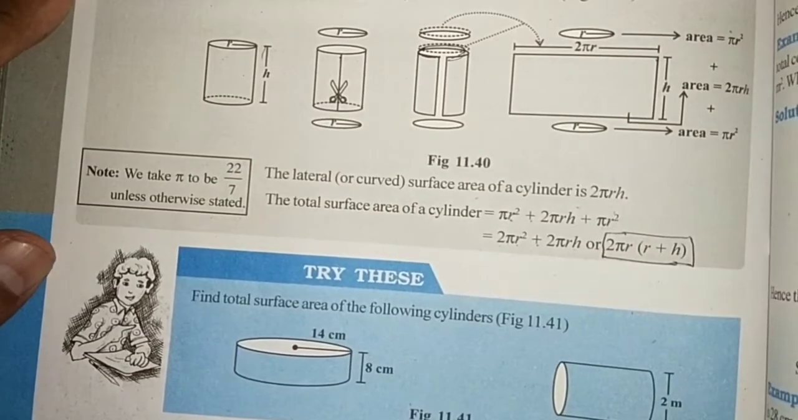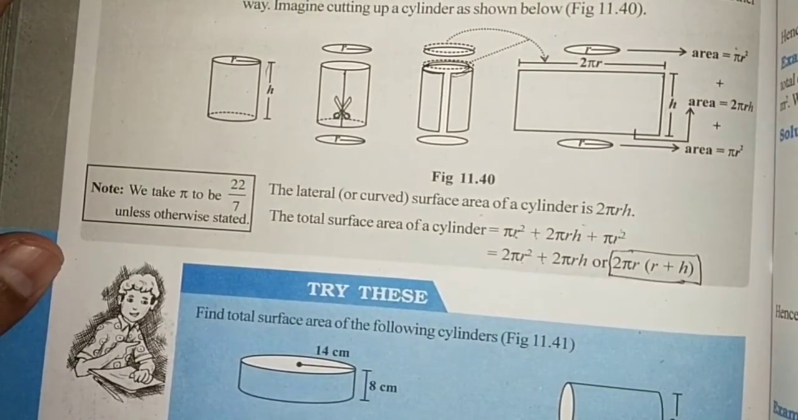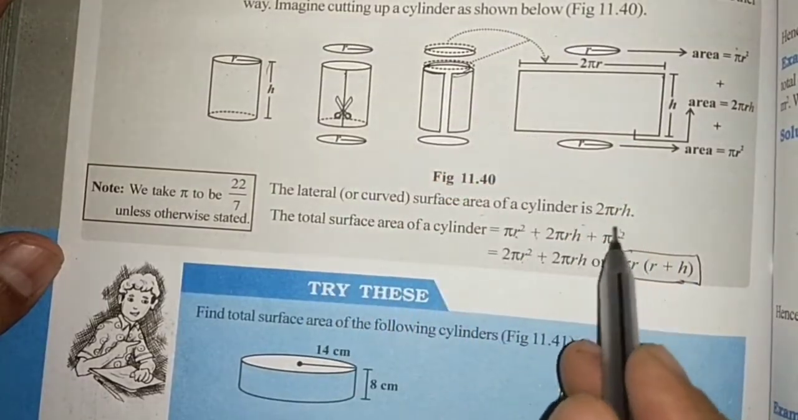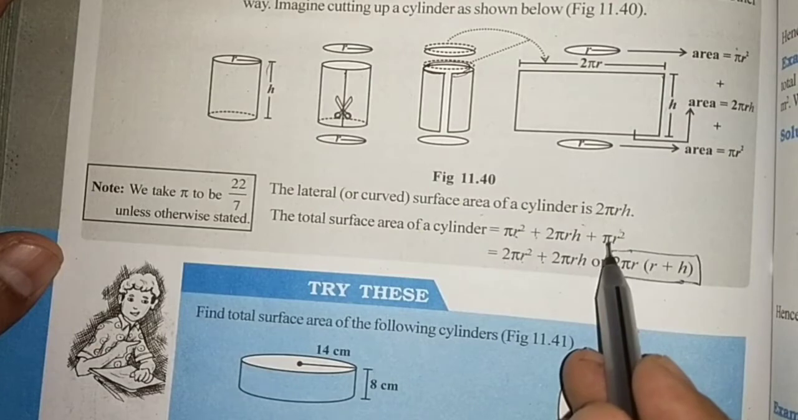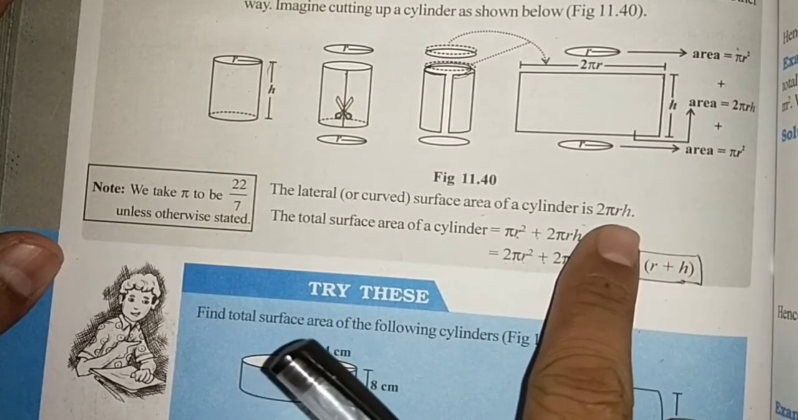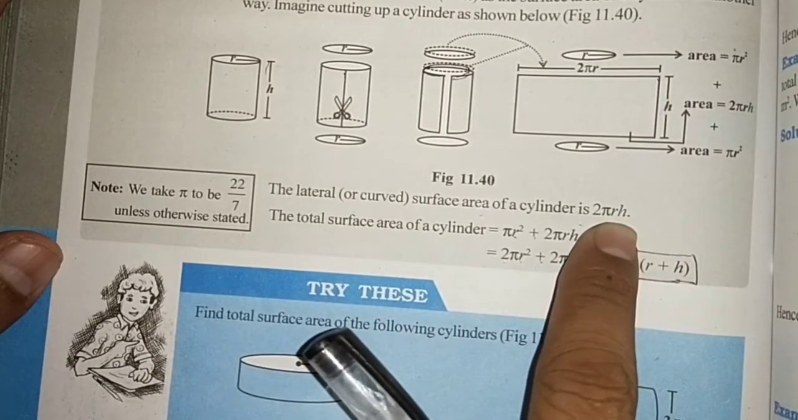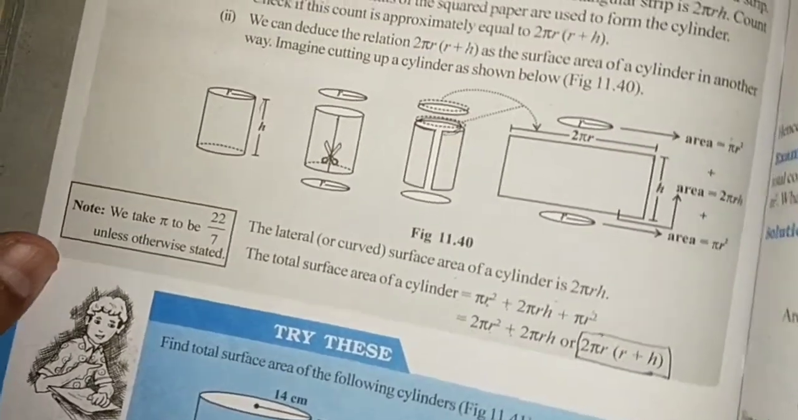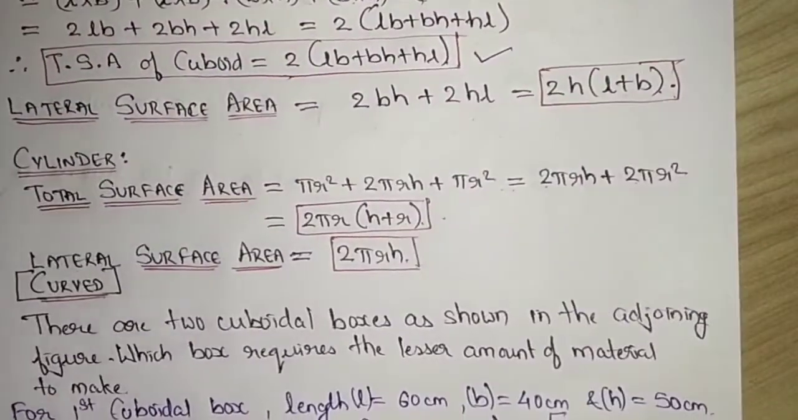If they tell you that the cylinder is open at the top, what will you do? You will remove 1 pi r square. So the formula will remain pi r square plus 2 pi r h. This is all for the introduction part. Now let us move to question number 1.